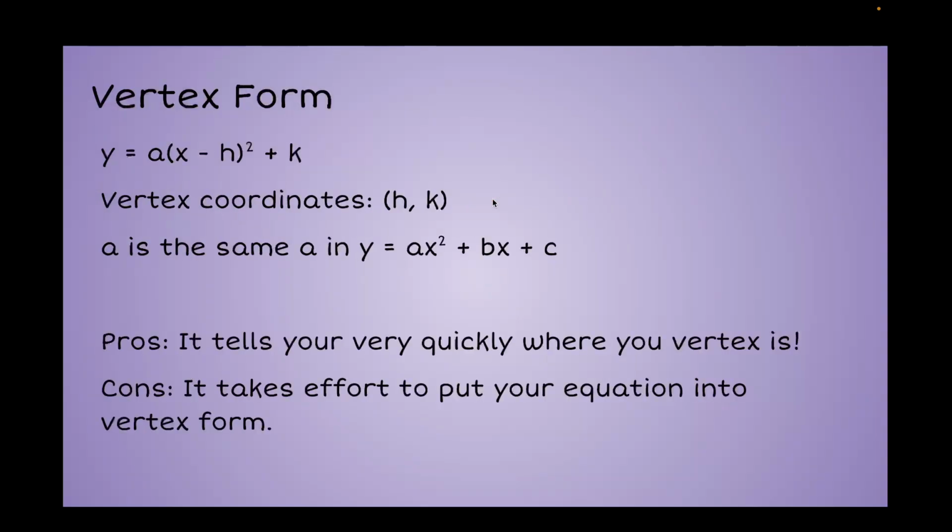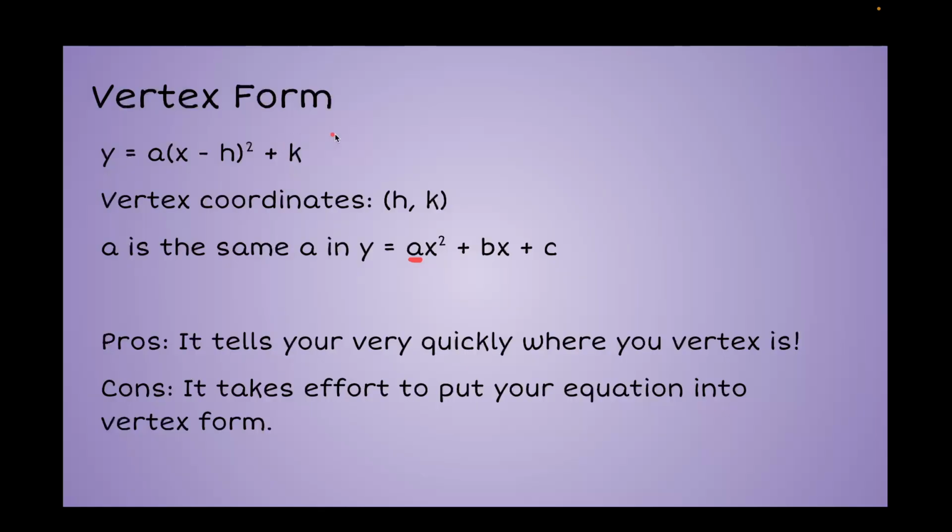Now let's talk about vertex form. Vertex form looks something like this. There's three numbers that are going to be here. Your h is the x-coordinate of your vertex, and the k is the y-coordinate. And the a is just going to be the same a that's here. So that's how we get these three numbers for vertex form.